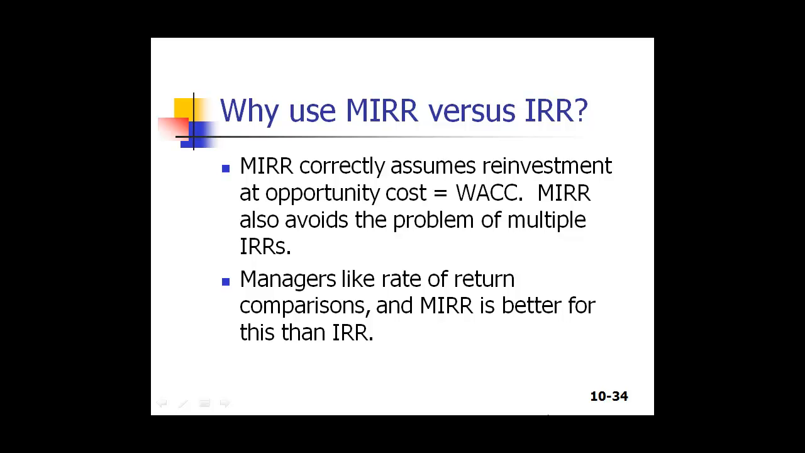Okay, can you read this? Does it make sense? Very good. At least somebody is trying to read. That's the only thing I've not talked about so far. The first part: MIRR correctly assumes reinvestment at opportunity cost, which is WACC, that we've talked about. The second part: MIRR avoids the multiple IRR problem. I asked you to read this and you all nod, but we've not covered it yet. Okay, you need to learn to read faster. Managers like rate of return comparisons, and MIRR is better than IRR for this. Within the next 5-10 minutes, we'll come up with the multiple IRR problem. Let's build up to it.